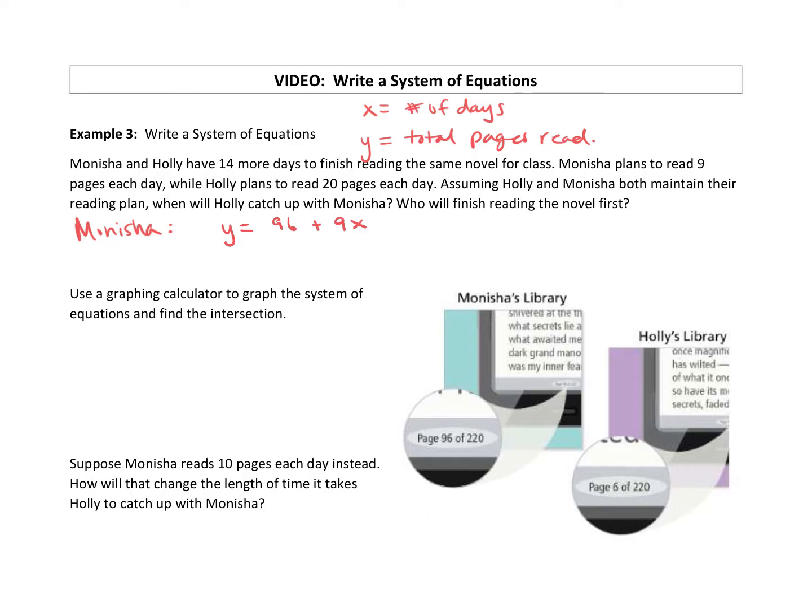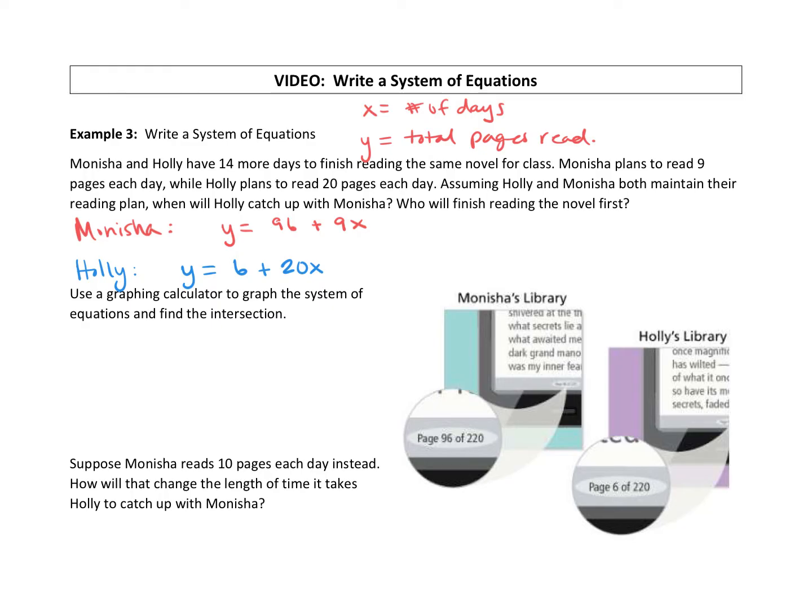Okay, so we can follow the same idea and get an equation going for Holly. Holly's total number of pages is equal to, let's see, she has read 6 pages so far. So here's her 6 pages. Plus, she's going to read 20 pages every day. So we're going to add in the 20 pages she reads times every day. So there's our system of equations. These two equations are going to work together to help answer some questions.